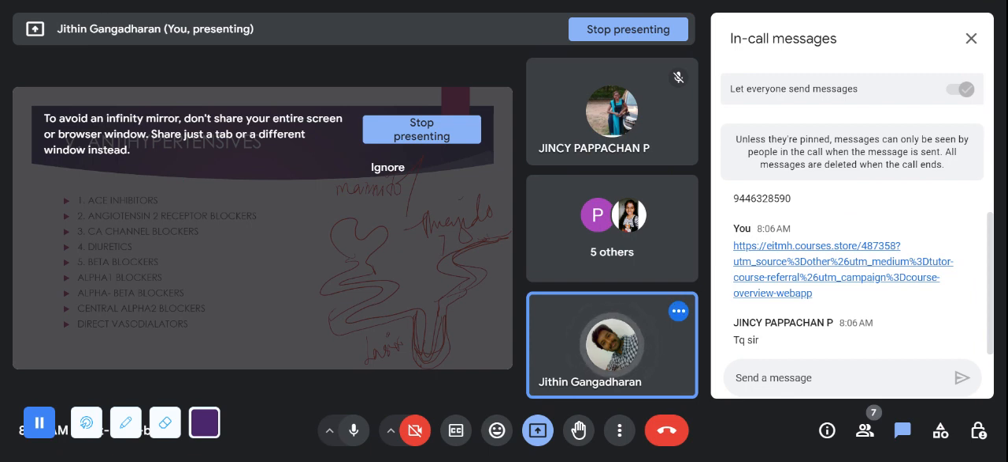That is alpha beta blockers. Next is central alpha 2 agonists. Central alpha 2 agonists are clonidine and methyldopa as examples. They will decrease the sympathetic nervous system. That's their function.